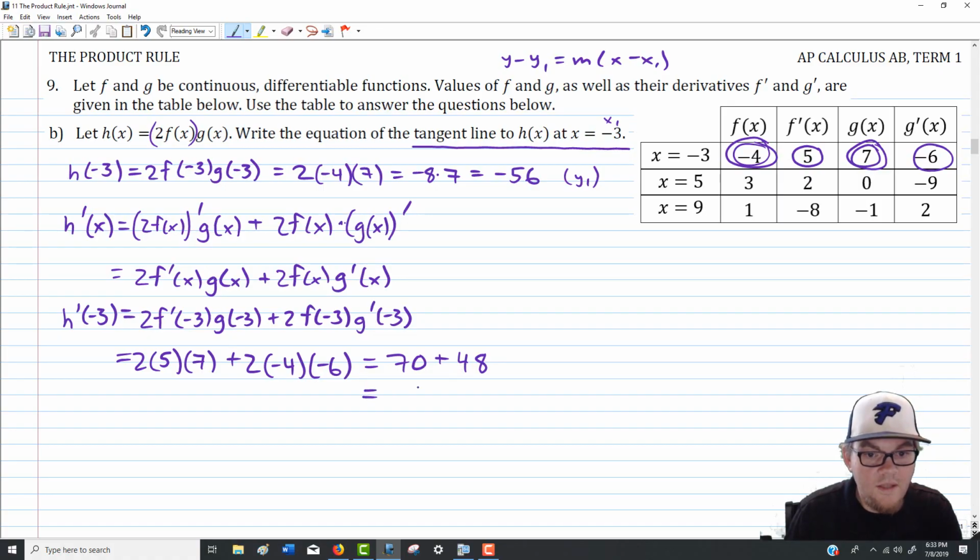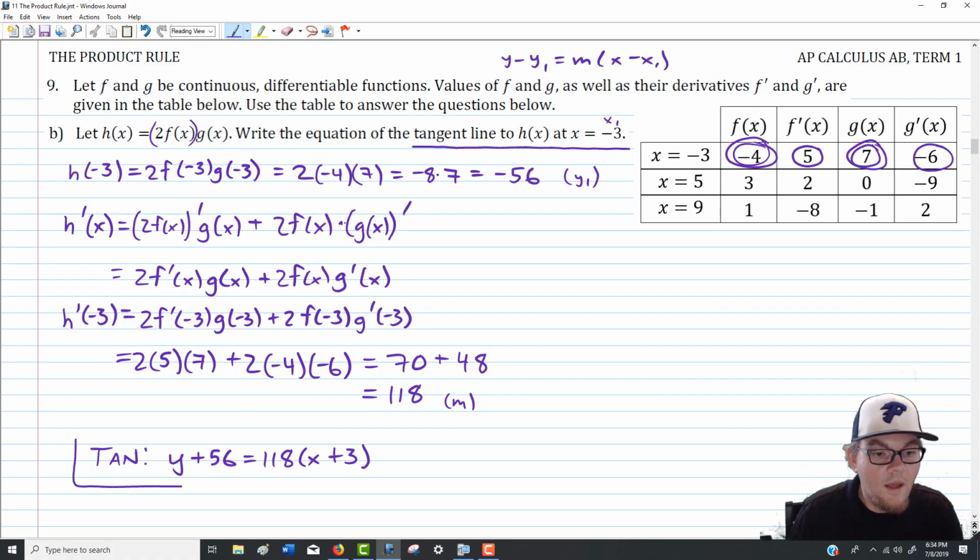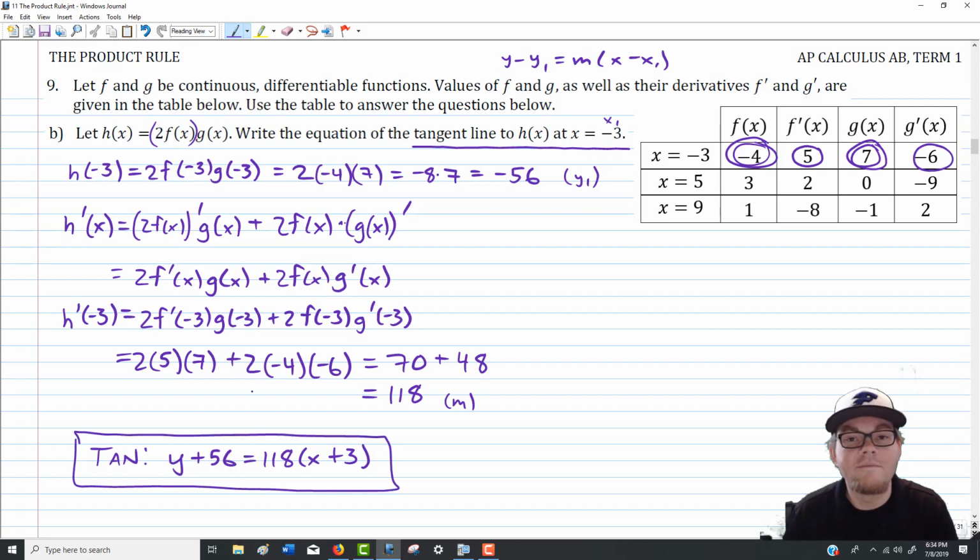Okay, looks like that's going to give us 118. So our slope is 118. Our y value, this is going to be our m value, sorry. Our y value was negative 56, our x value is negative 3. So without any further ado, our tangent line is going to be y minus a negative 56 is equal to 118 times x minus a negative 3. And there is the tangent line we were looking for.